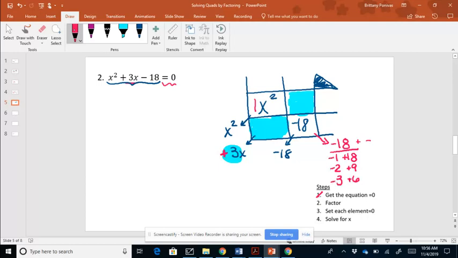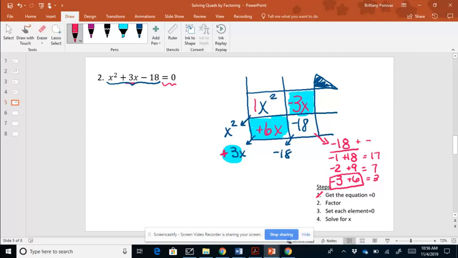Negative 1 plus 18 is 17. Negative 2 plus 9 is 7. Negative 3 plus 6 is 3. So these are the 2 that we're going to use. It would not matter where they go diagonally. A negative 3x and a plus 6x. If you swap them up, it's fine.